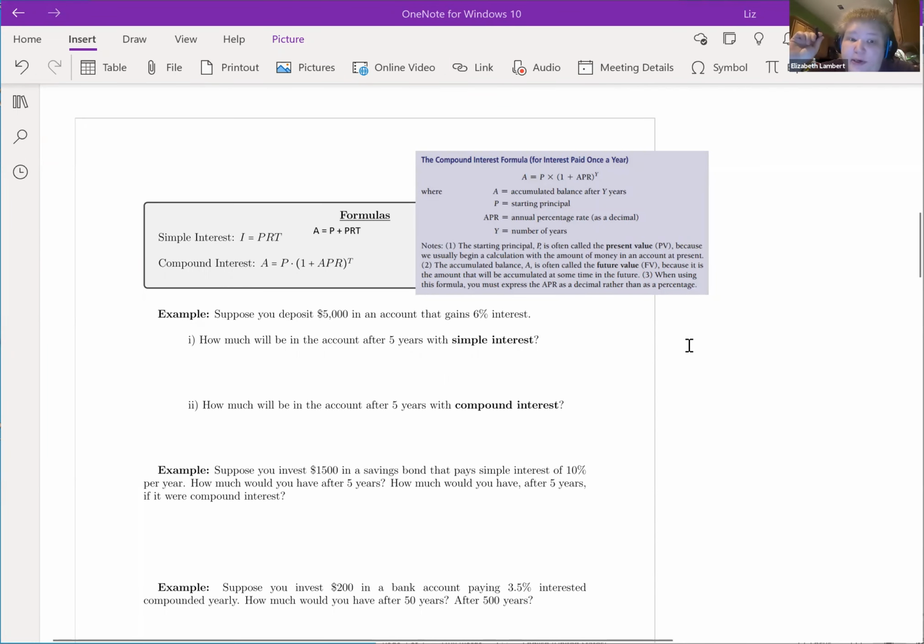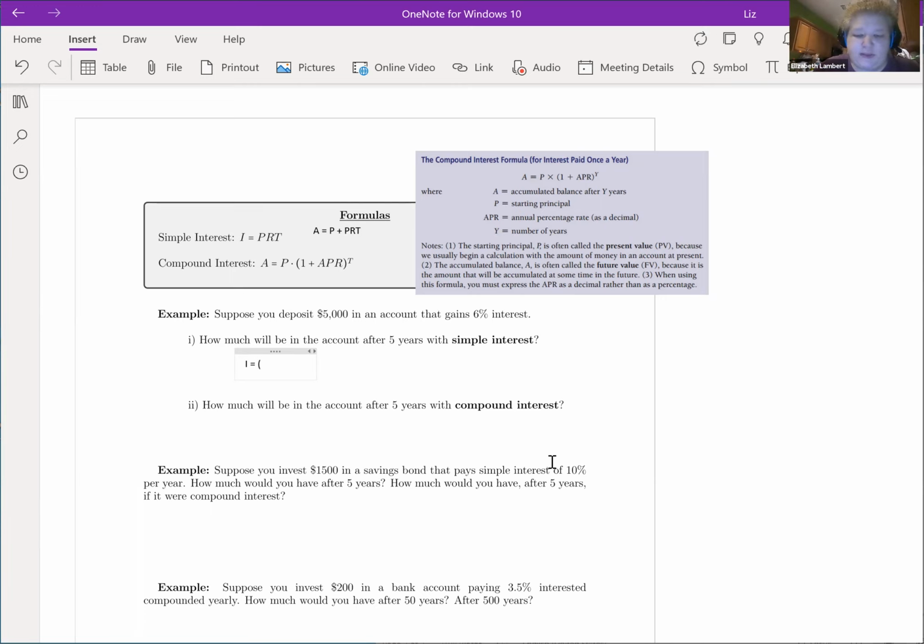Right, so now we're going to see them in action. How much will be in the account after 5 years with simple interest? So now we have $5,000 and we are working with 6% interest. So we're going to figure out what the interest is, and then we'll add that to the 5,000 for what's in the account.